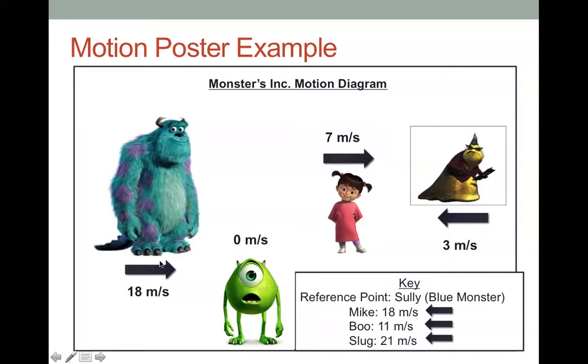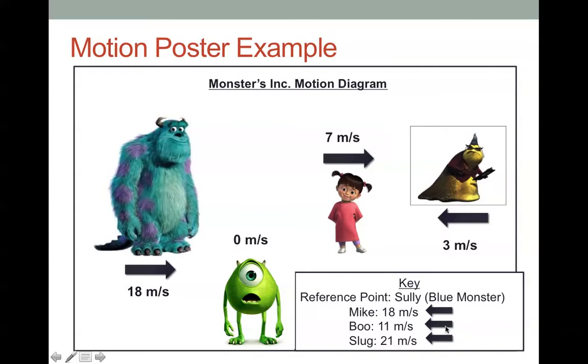So if an object is going the same direction as the reference point, and it tells us what our reference point is, if they're going the same direction, Boo and Sully are both going to the right, we're going to subtract. So Sully thinks Boo is traveling at a speed of 11 meters per second, because 18 minus 7 is 11. He's going to pass her and he has to look back at her to the left. So he thinks Boo's going at 11 meters per second to the left.